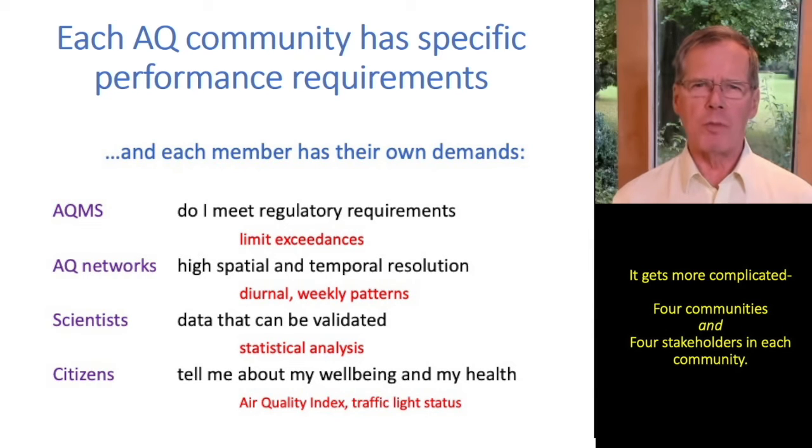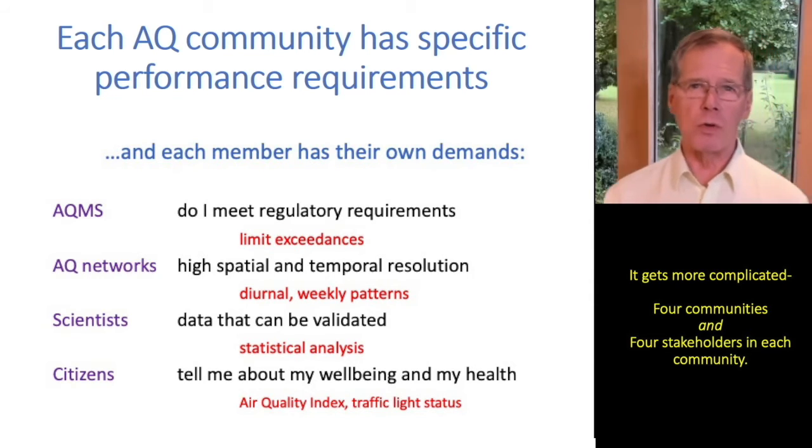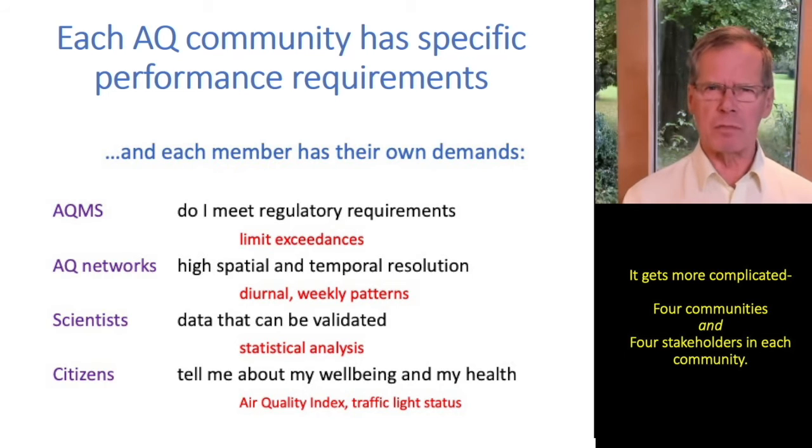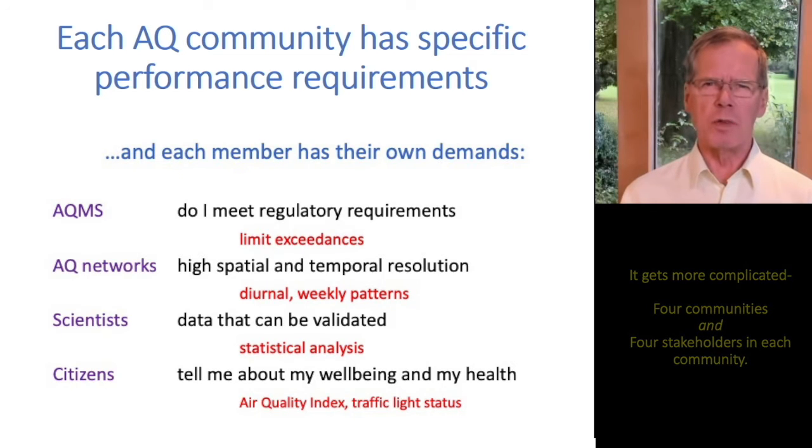For example, if I'm working as a city councilor and I'm worried about the air quality in my city, my question is, do I meet the regulatory requirements? If I'm developing AQ networks for research, or if I'm trying to look at the traffic patterns within my city, then I'll be looking for high spatial and temporal resolution. I want that fine granularity so that I know where to make improvements within my city structure. If I'm a scientist, my question is, can the data be validated? How good is it? What are the uncertainties and how do I define it? If I'm a citizen, why don't you tell me about my well-being? Am I healthy? Is it dangerous to go out there?